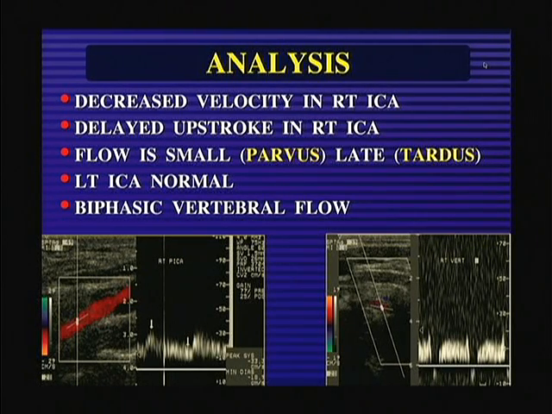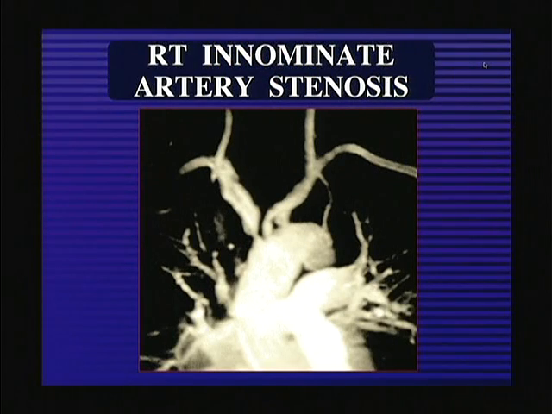The biphasic vertebral artery signal also speaks to a proximal lesion. The one location that ties this all together is the right innominate artery. And here is the MR angiogram on this patient that we requested because we knew the lesion had to be there. Right? Abnormal flow in the right internal and the vertebral, both supplied by the innominate, and there's the stenosis right at its origin.